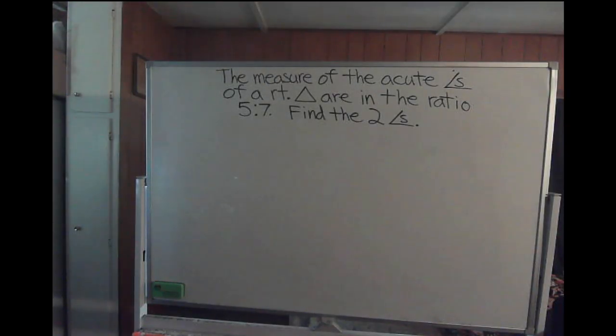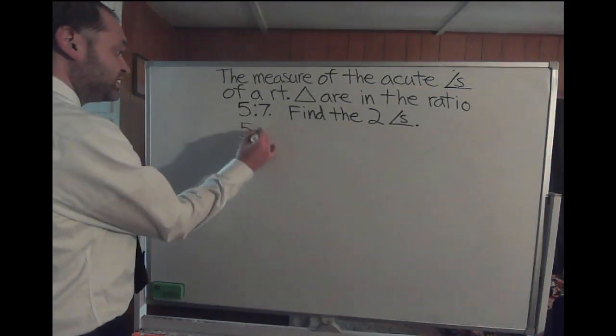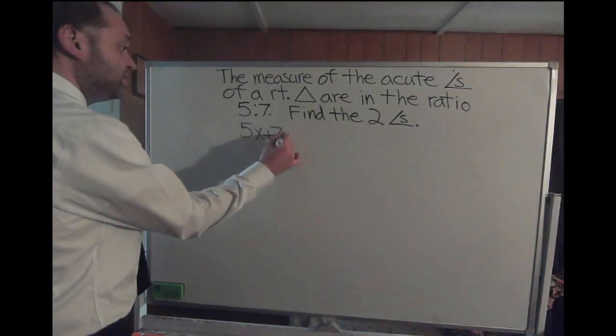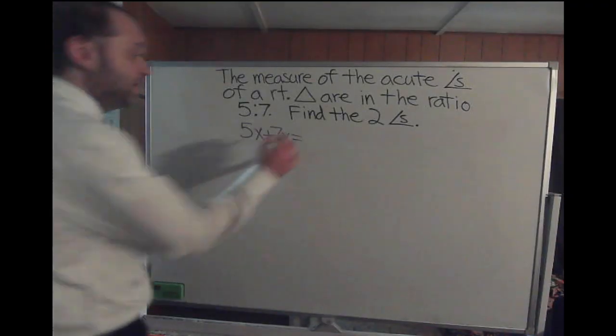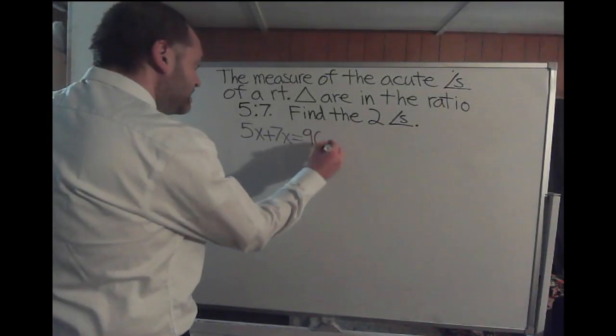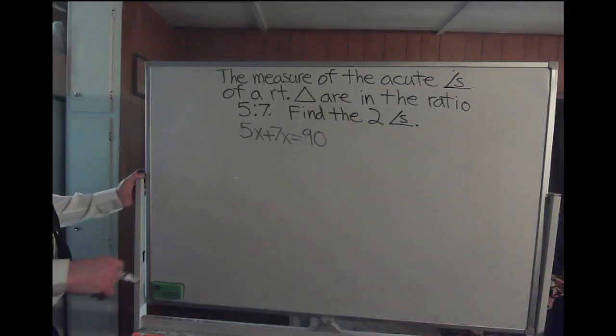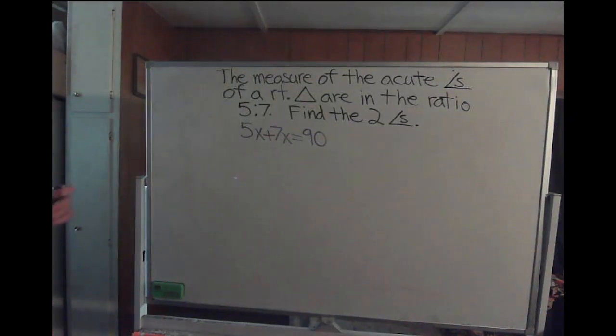Well, I think it's obvious here that we're going to start out with 5x plus 7x is equal to something. What do we know based on the one theorem we learned? That the acute angles of a right triangle are complementary, meaning that the acute angles of a right triangle add up to 90 degrees. So you would take your 5x plus 7x, set them equal to 90. So this is where algebra and geometry come together. It's important to remember past theorems.